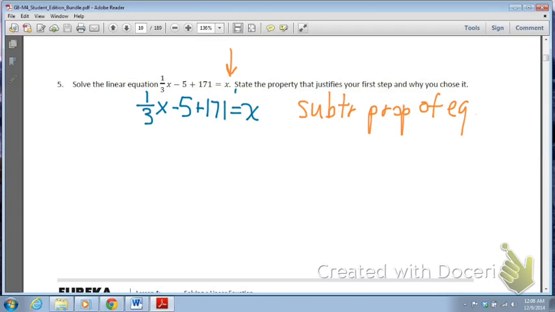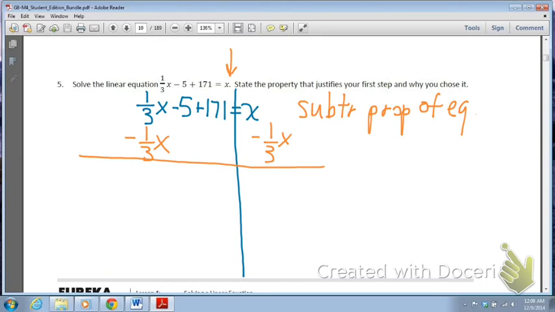So I'm going to start off by noting where my equal signs are going to lie. And then I'm going to subtract that 1/3 x from both sides, because I know that will keep everything balanced. Okay, so 1/3 x minus 1/3 x is just 0x. So then I've got negative 5 plus 171.